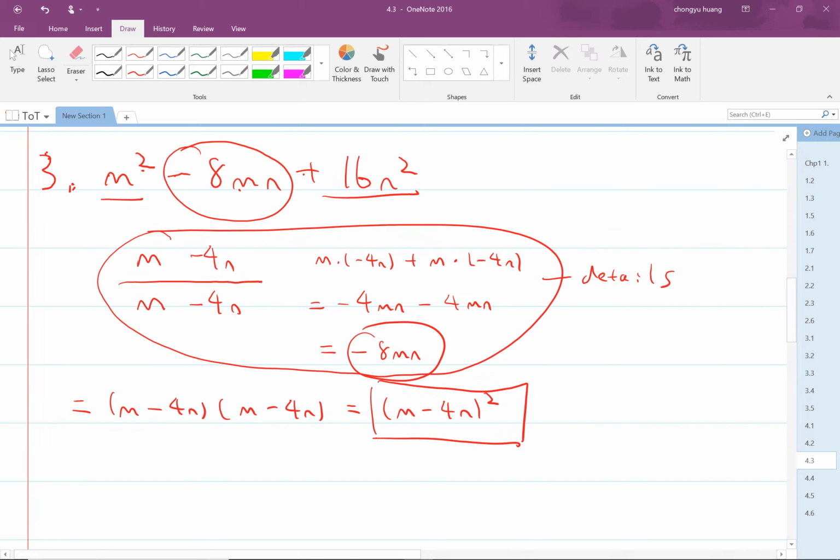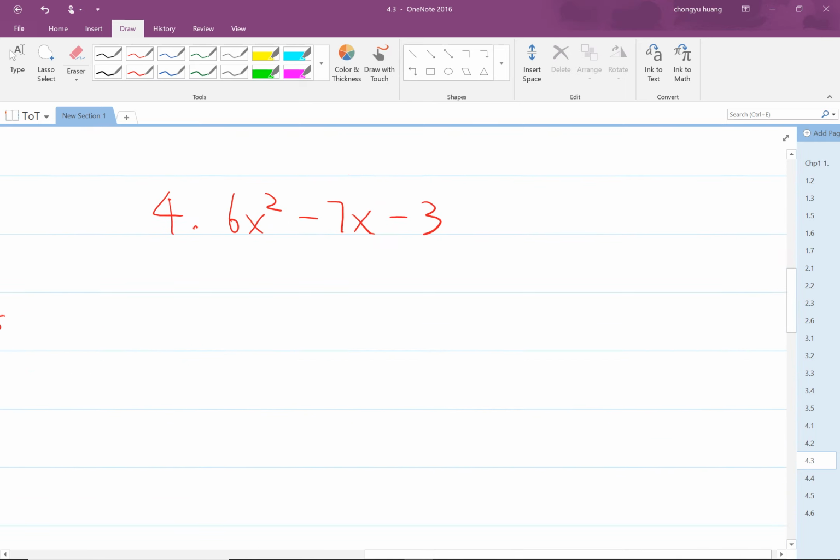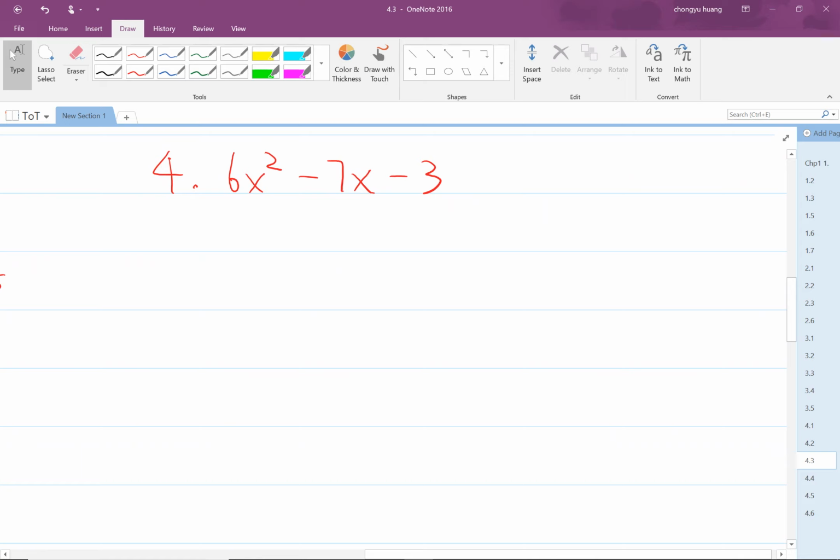All right, so let's move into question 4. Looking at question 4, you may feel it is a little bit more confusing to choose the right combination. But as I said, let's work it out.